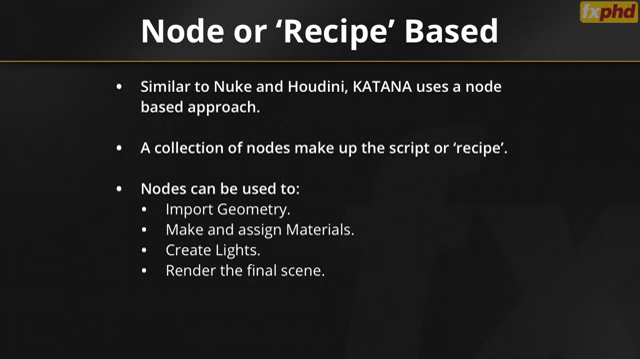But when you talk to people who are using Katana, you often hear this recipe phrase, so I just wanted to put that in there. But I'm probably going to talk about it mainly as a script at the beginning, because I think that's easier to understand. And the nodes that can be used in Katana to make our recipe or our script can be geometry, they can be things to make and assign materials, the ability to create lights, and then obviously things to do the rendering as well.